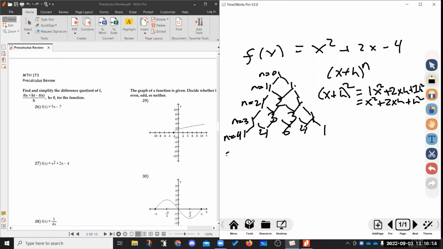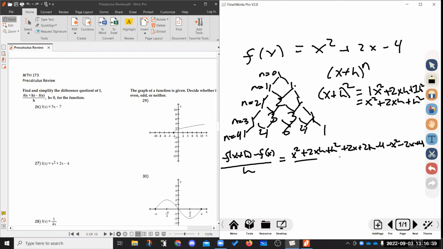So f of x plus h minus f of x divided by h in this problem is going to be x squared plus 2xh plus h squared plus 2x plus 2h minus 4, minus my original, so that's going to be minus x squared minus 2x plus 4, all that divided by h. All I did with my subtraction at the end was change every sign in my original.